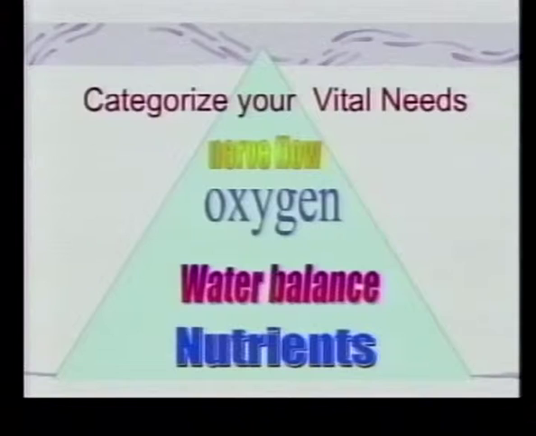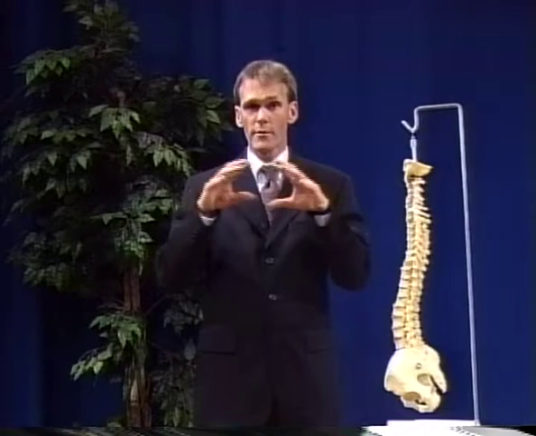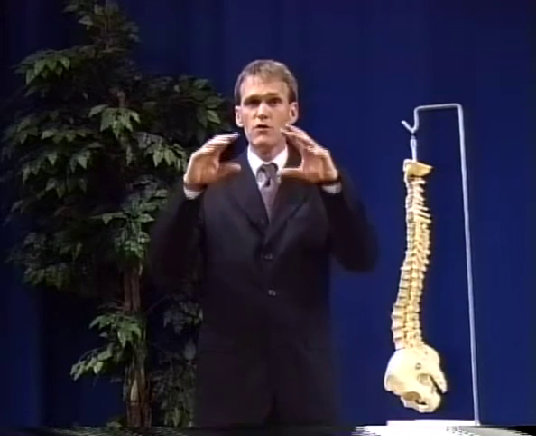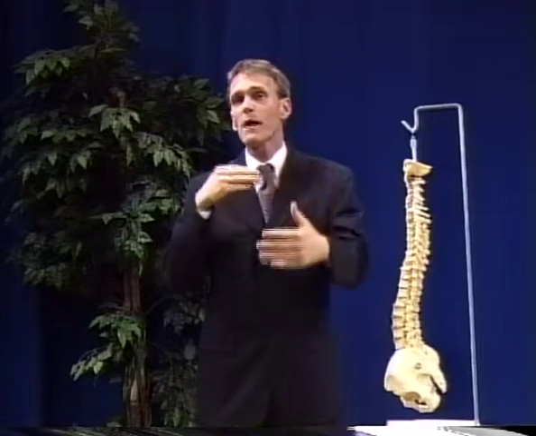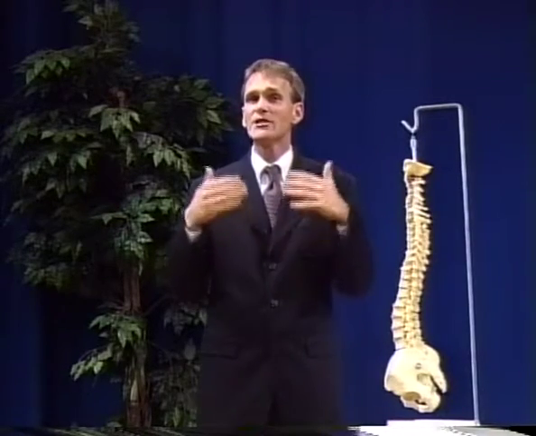Here we have a pyramid of vital needs, and we're going to categorize them. The first is nutrients, then you'll see water balance, oxygen, and nerve flow. The reason it's set up like this as a pyramid is that nutrients form the base of your body's vital needs. The second most important is your water balance inside your body, then we move up to oxygen, and at the very top you'll see nerve flow. We're going to discuss why that's so important, because if you don't have proper nerve flow in your body, you actually can't survive for very long at all. Now let's take a look at our next slide.